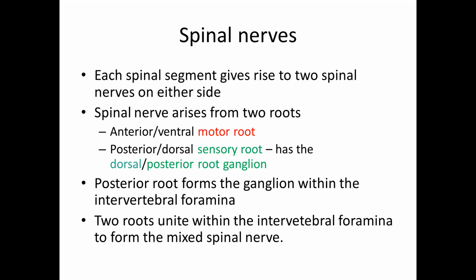So if we talk about spinal nerves, each spinal segment gives rise to two spinal nerves on either side, and the spinal nerves, as you know, arise from two roots. You learned this earlier as well. You have the anterior ventral root, which is motor, and the posterior dorsal root, which is a sensory root, which has its dorsal root or posterior root ganglion. The posterior root forms the ganglion within the intervertebral foramina. And then within the foramina itself, the two roots will unite to form a mixed nerve, right? A mixed spinal nerve, and then only it will exit the vertebral column.